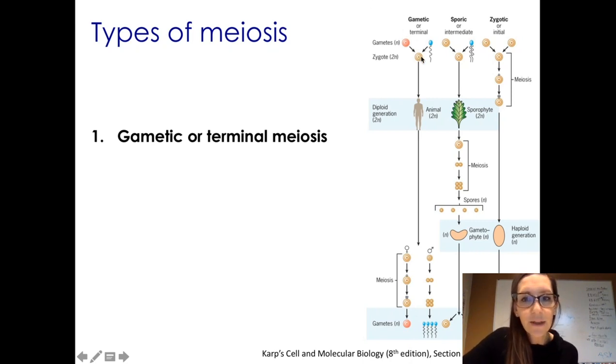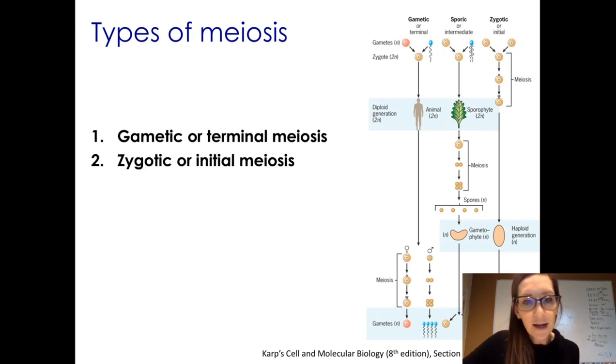Those gametes then come together through fertilization to form the zygote. And that zygote grows through mitosis to create the diploid generation or the adult. Okay, so we're pretty familiar with that.